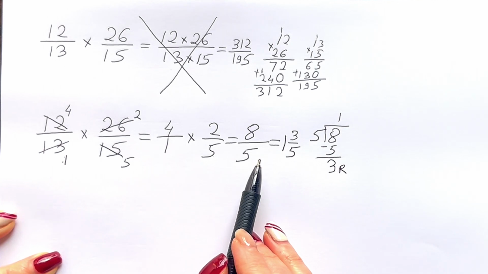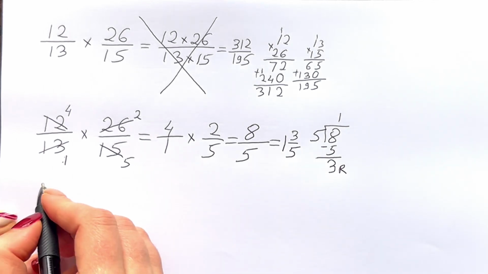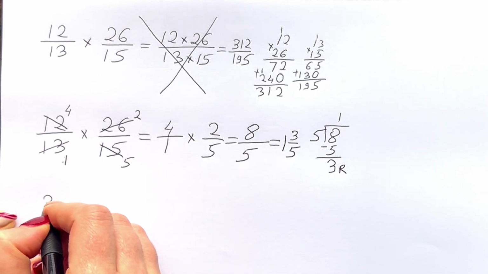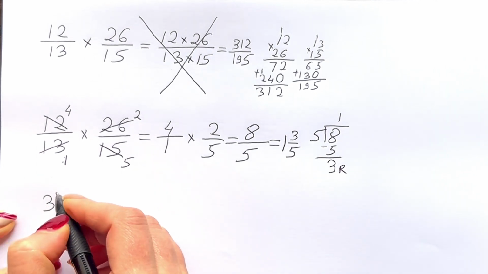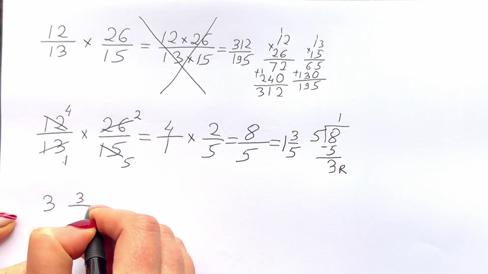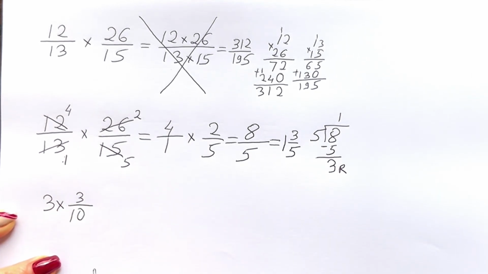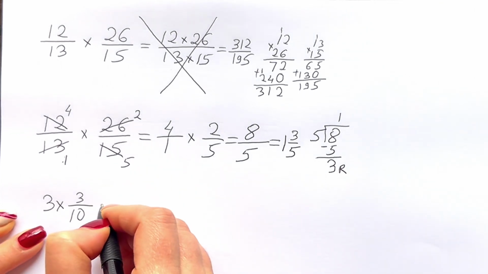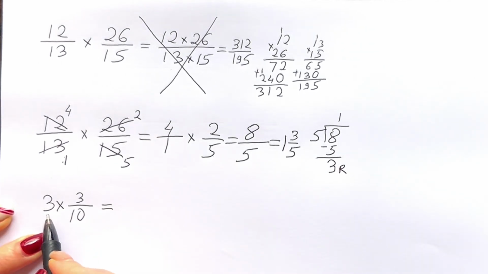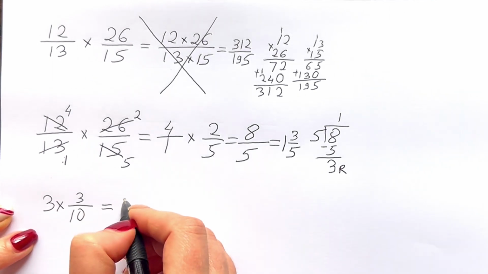Okay, now let's do one more example with a whole number and a proper fraction multiplied together. 3 times 3 over 10. If you have a whole number and a fraction, don't worry about it. Just make the whole number a fraction. How do we make a whole number a fraction?